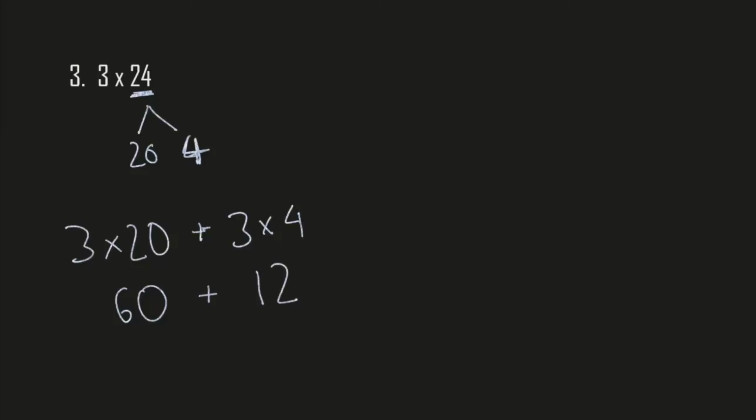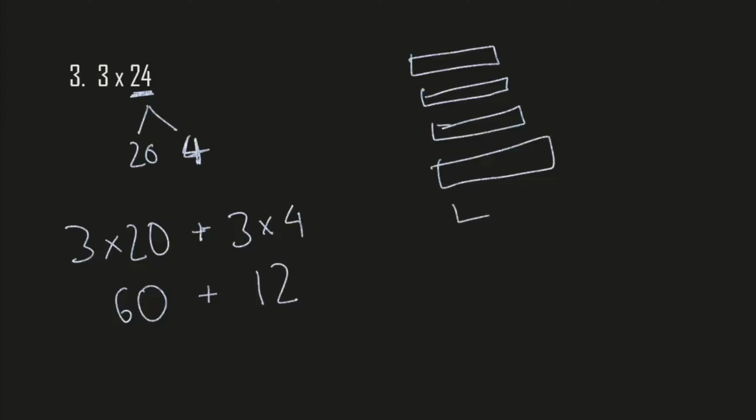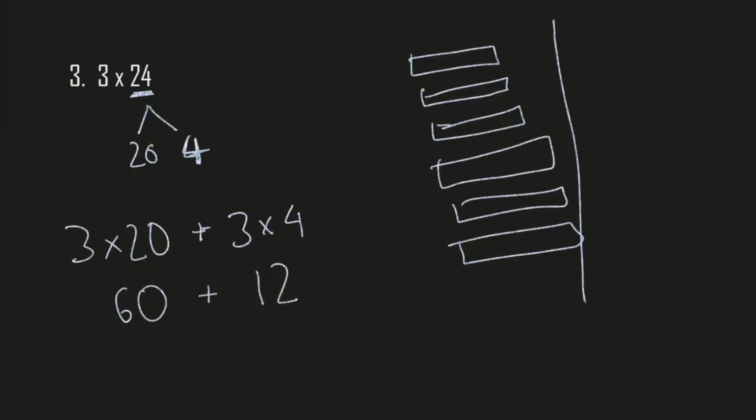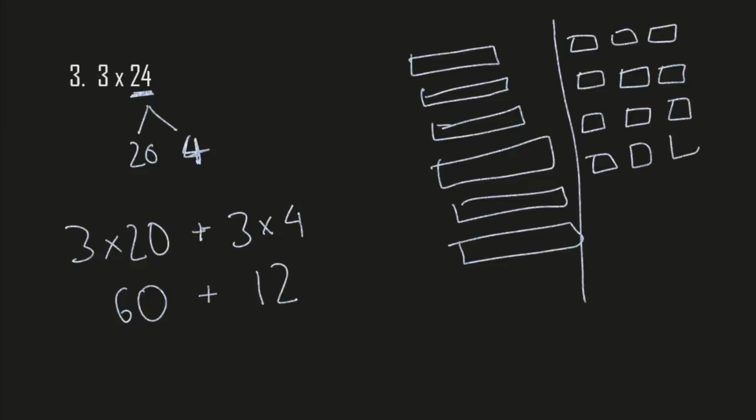So now let's draw an array. 1, 2, 3, 4, 5, and 6. Let's draw a line here. Then draw 12 of the tiny ones. 1, 2, 3, 4, 5, 6, 7, 8, 9, 10, 11, and 12. That's our array, so let's box it.